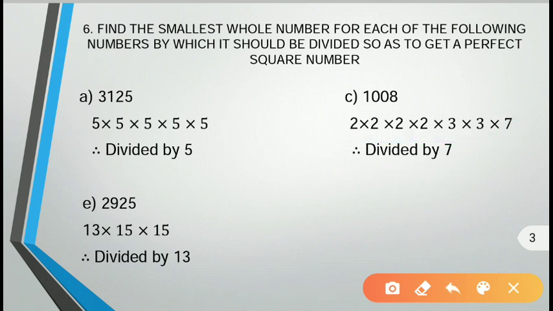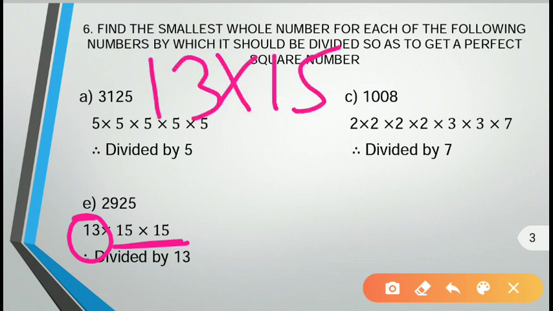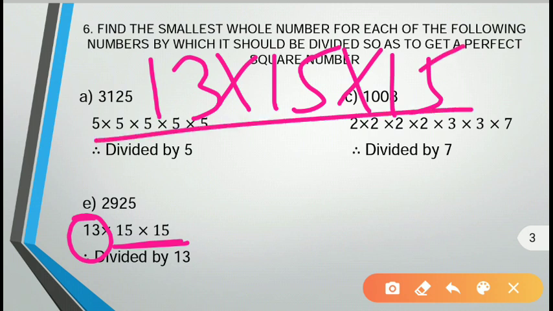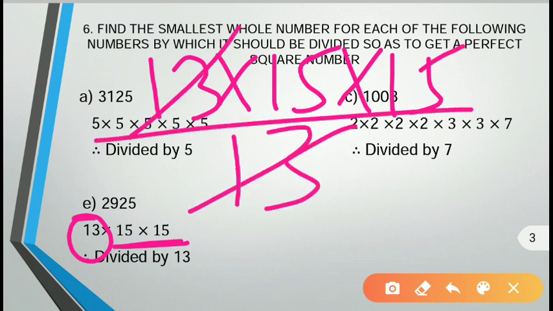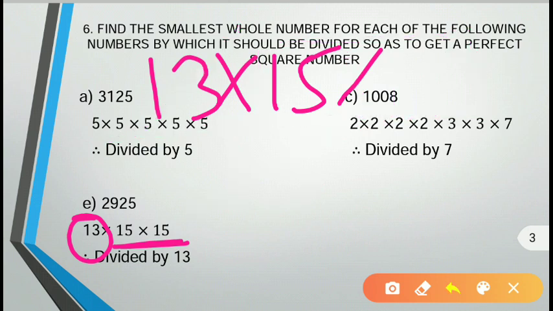Next is 2925. Here is the prime factorization. So 15 into 15 is one pair, 13 is alone. So either you multiply by 13 or divide by 13 to make a perfect square. This question is of divide. So when you divide by 13, this 13 will be cancelled and this will become a perfect square. So this was your question number 6.